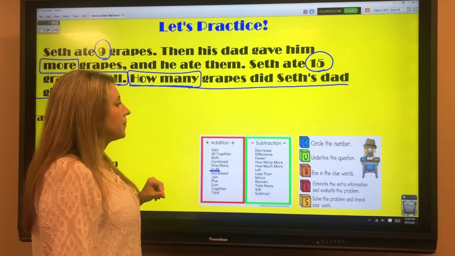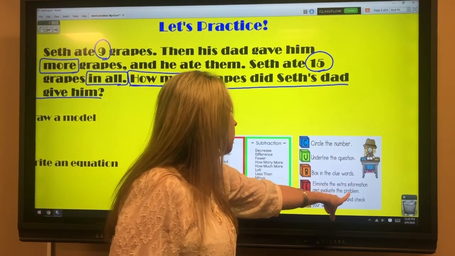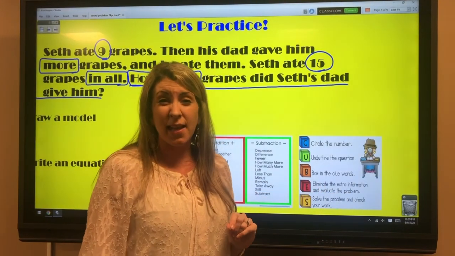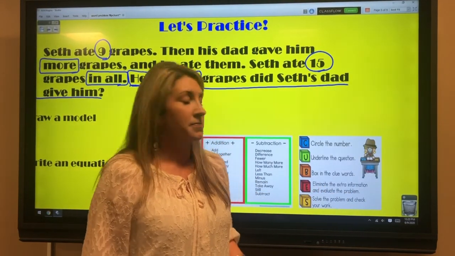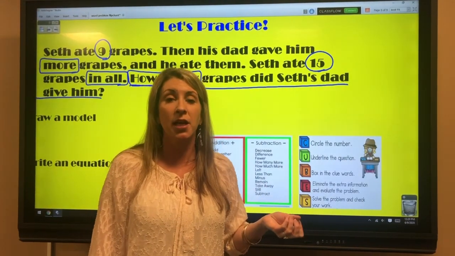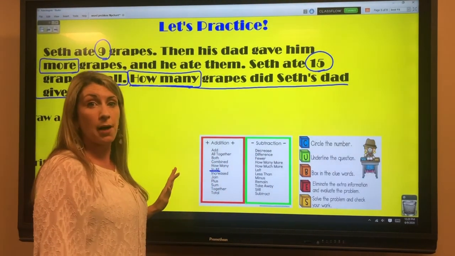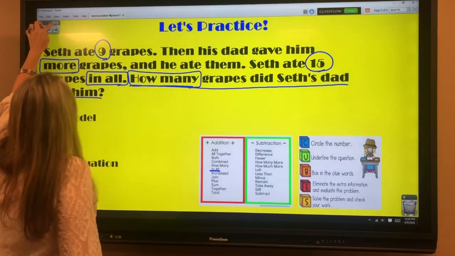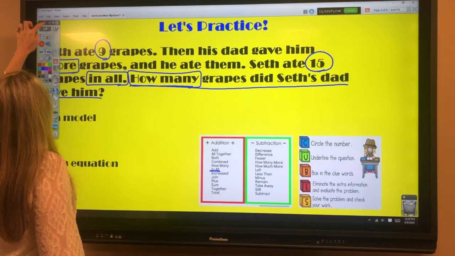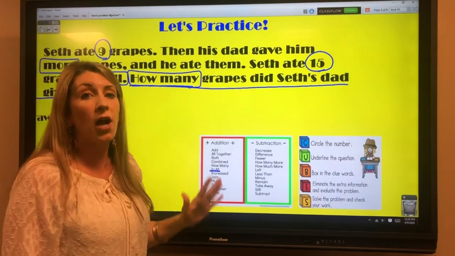Our next step of our cubes method is to eliminate the extra information and evaluate the problem. The word eliminate means to cross out. I tell my students, slash the trash. That's what we're doing. We're crossing out the words that we do not need to solve the problem. So I'm going to go up here, and we're going to black out all the words we do not have circled or underlined.